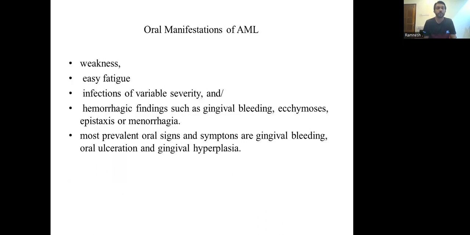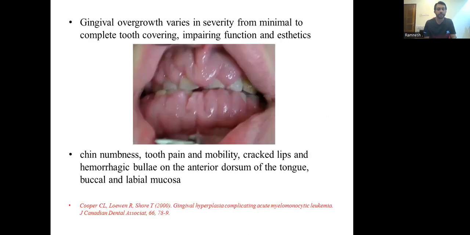Oral manifestations include weakness, easy fatigue, infections of variable severity, and hemorrhagic findings such as gingival bleeding, ecchymosis, epistaxis, and menorrhagia. Most prevalent oral signs and symptoms are gingival bleeding, oral ulceration, and gingival hyperplasia. Gingival overgrowth varies in severity from minimal to complete tooth covering, impairing functions and aesthetics.